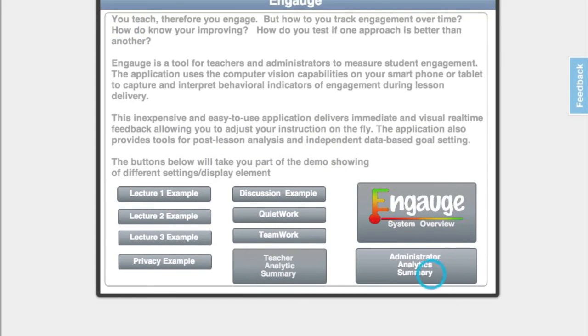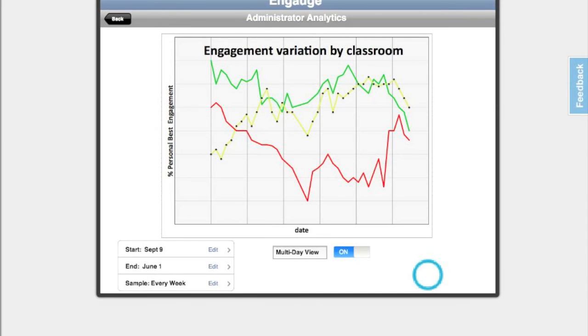Or if I'm the administrator, I might actually want to look at this now across classrooms and see how they're doing. In this case, we're not presenting any sort of absolute metric. This is a percent of my personal best or my personal norm. So as the green, I would be doing fine, although it dropped off a little bit here towards the end of the year. The yellow here is actually improving.